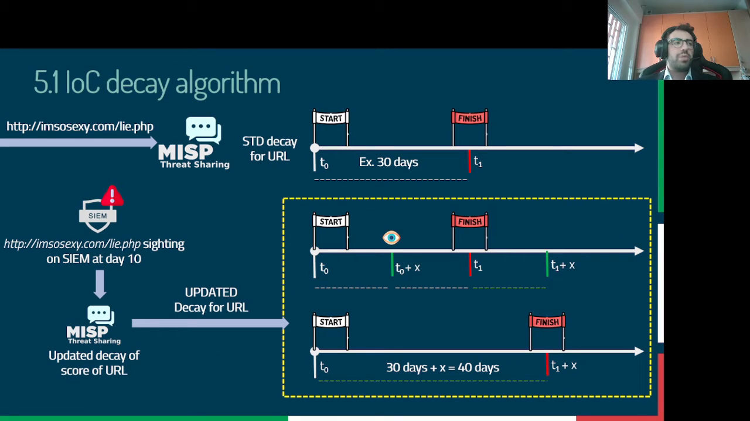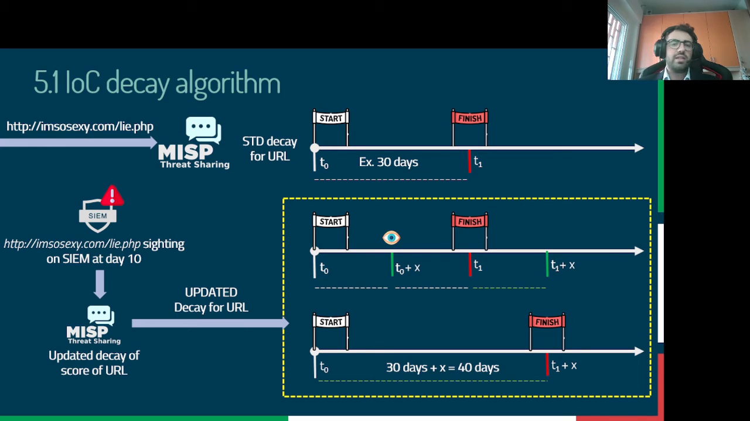Let's take a practical example. Let's imagine that a URL has been entered in our MISP today. With the standard decay algorithm, in 13 days the URL will be considered expired. This is a simple case. The second case, on the other hand, is this. The URL we had previously uploaded is detected after 10 days in the CM. The automatism starts the sighting process. This changes the decay score.